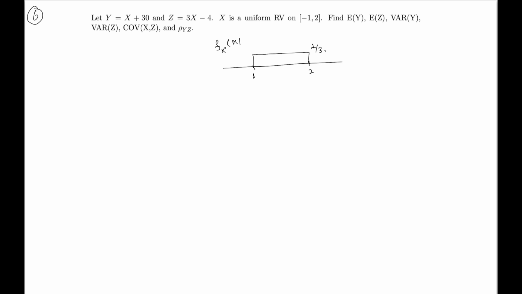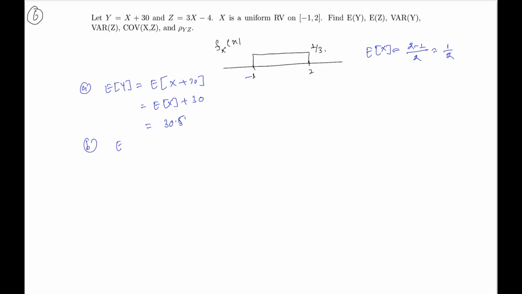First of all, we have to find the expectation of y. The expectation of y is equal to, since y is given in terms of x, the expectation of x plus 30. We can proceed further with linearity, that would be the expectation of random variable x plus 30. And what's the expectation of random variable x? That is 2 minus 1 divided by 2, that is 0.5, that is 1 divided by 2. So the expectation of y would be 30.5.